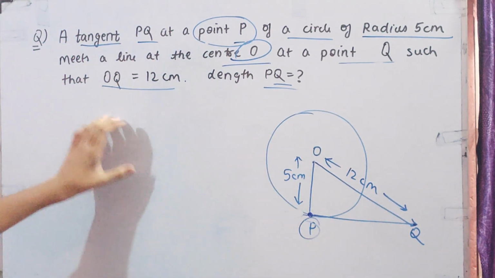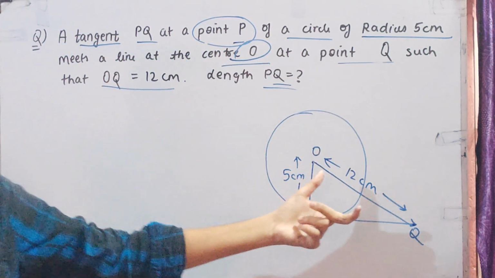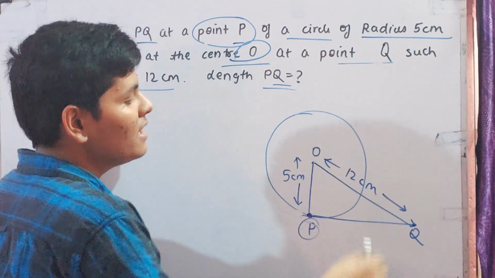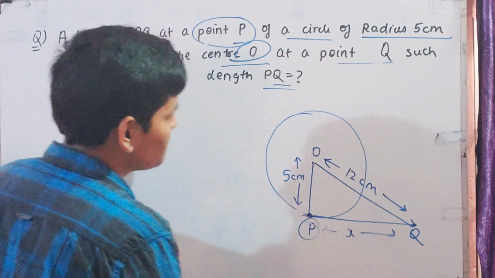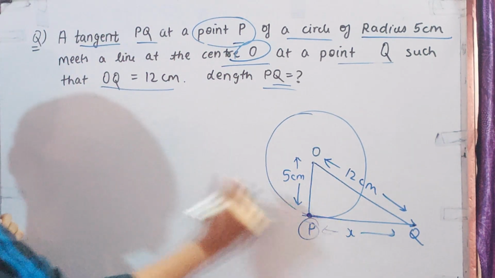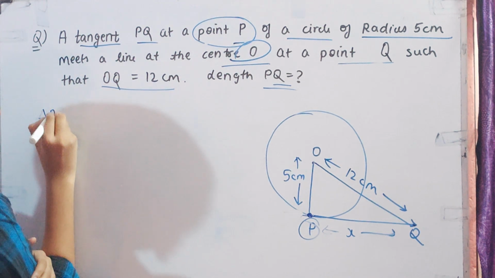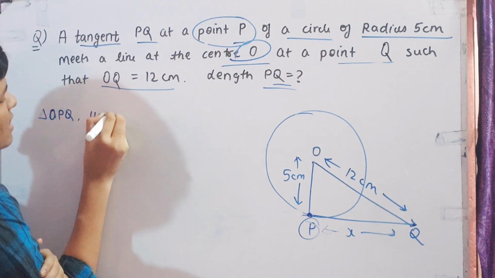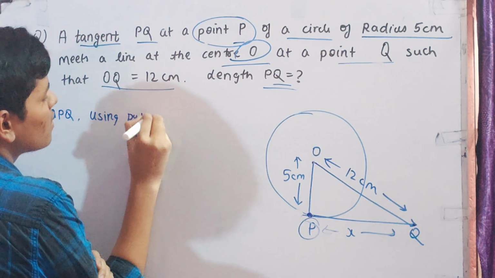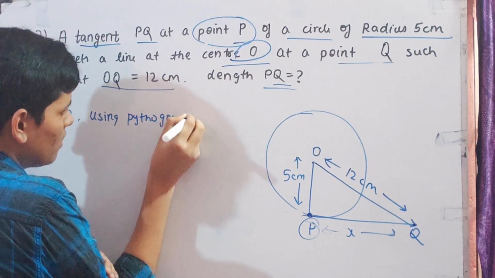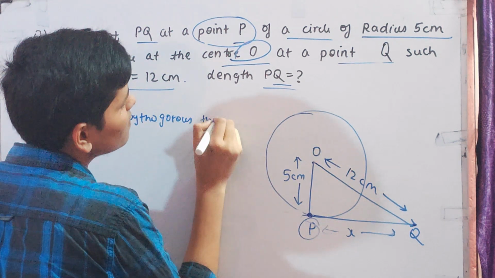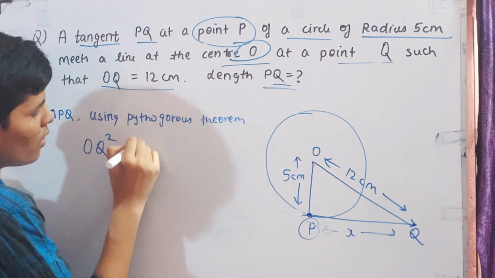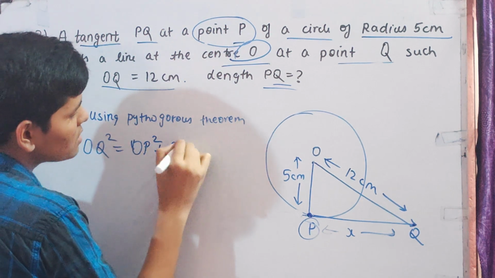So now we have to find the length of PQ and they have given that OQ is 12 cm. How is it meeting? It is meeting by using a line, and then we have to find the length of PQ. Let us suppose this is X. Now we can see that a triangle is formed over here. So in triangle OPQ, using Pythagoras theorem or hypotenuse theorem, we can say that OQ square is equal to OP square plus PQ square.